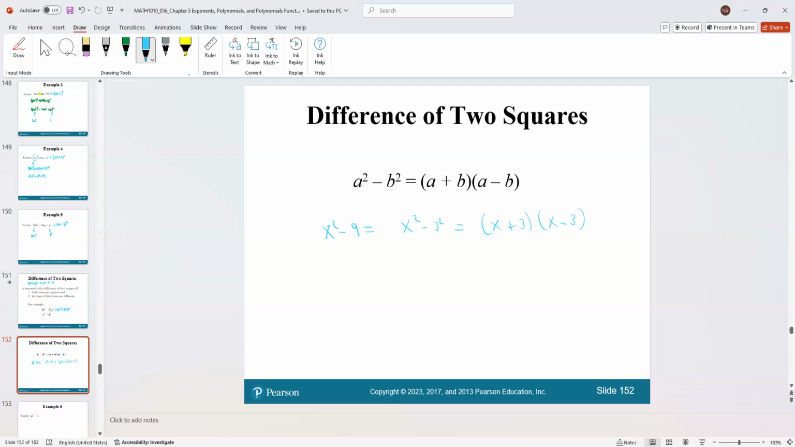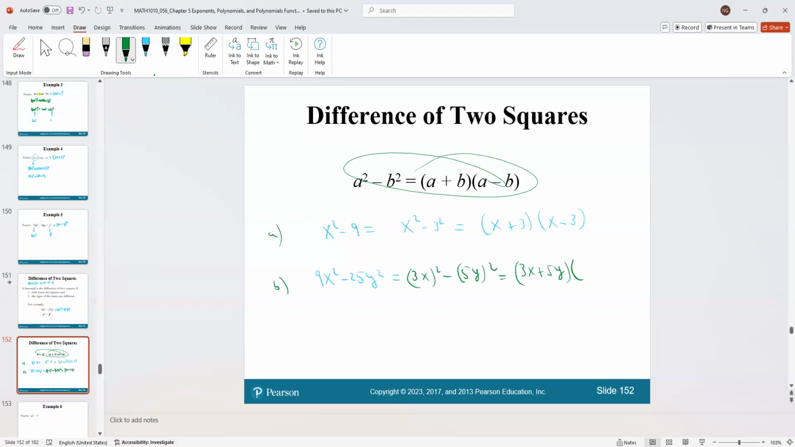What you just saw in the previous examples, where we said 9x squared minus 25y squared, all you need to do in examples like this is to rewrite it as 3x power 2 minus 5y power 2. Now we can apply these techniques, which is 3x plus 5y times 3x minus 5y. Okay, so those are the techniques you use to factor the difference of two squares.